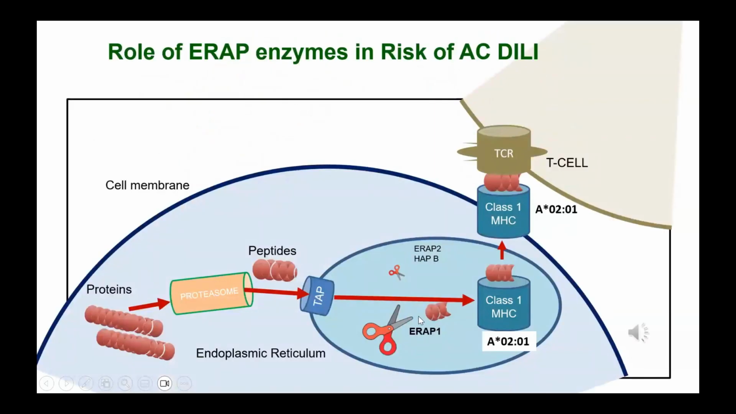So what we believe is occurring is that this greatly reduced activity of HAP-B shifts peptide processing to ERAP1, so that, in ways we don't understand, treatment with AC leads to generation of peptides that are processed predominantly by ERAP1 to then fit into the class 1 HLA risk allele, which in the case of AC-DILI is predominantly the 0201, prior to its trafficking to the cell surface.